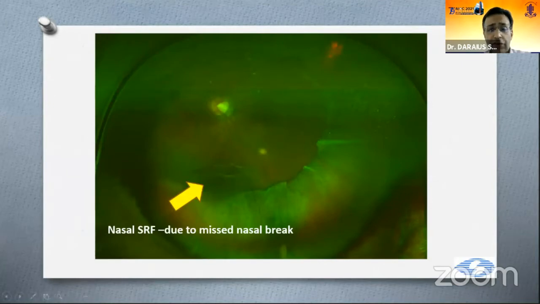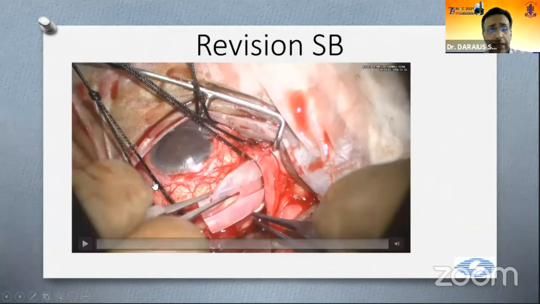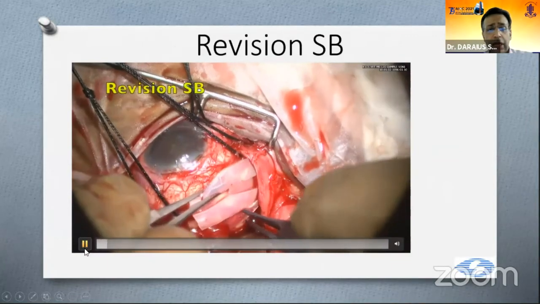So this was a case which we had done some time ago, and you could see well on the Optos picture a nice buckle effect, but there's some fluid inferonasally because there was a superior break. This was a phakic 40-year-old patient, so we are not very keen to do a vitrectomy. And this is how the revision buckle was done.